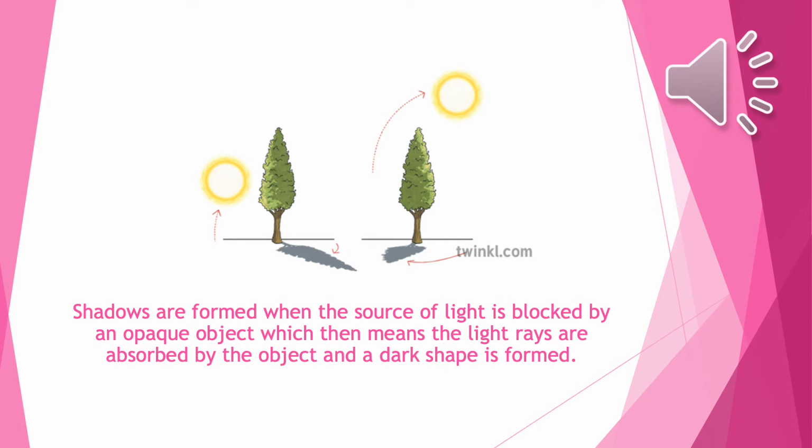So you should by now have thought about how shadows are formed. And yes, you would be right in thinking that they are formed because the source of light and those straight lines, those rays of light travelling from the source of light, are blocked by an opaque object, which then means the light rays are absorbed by that object and the dark shape, the almost outline of that shape, is formed behind or at the side of the object. And opaque means that light cannot travel through it. So any material that light cannot travel through will cause a shadow.